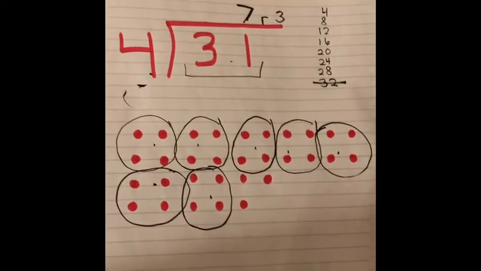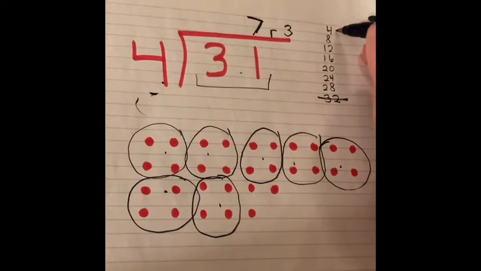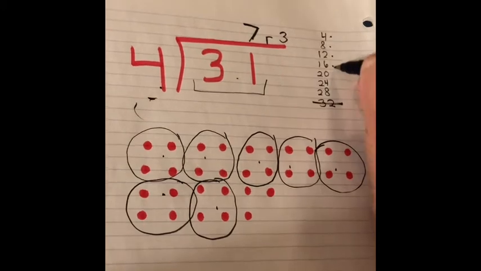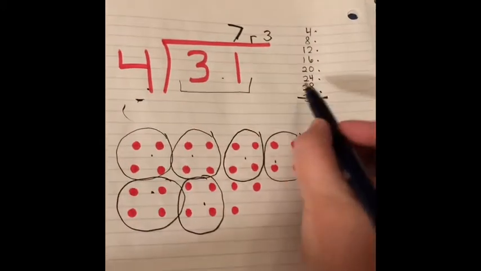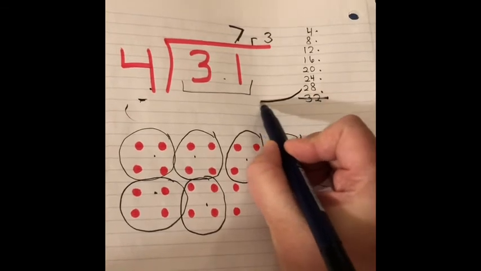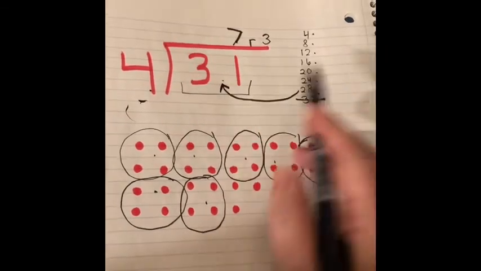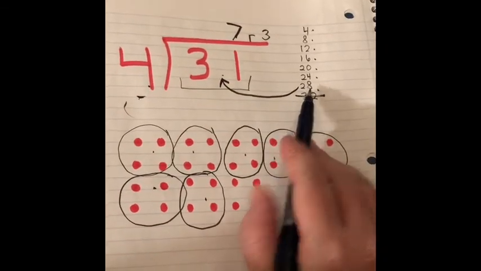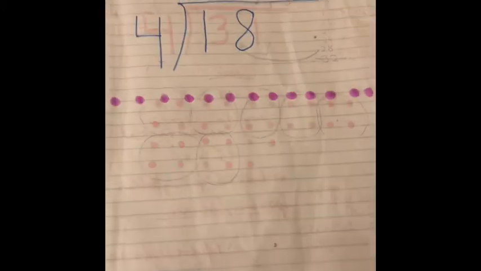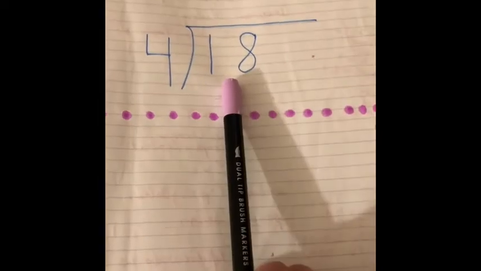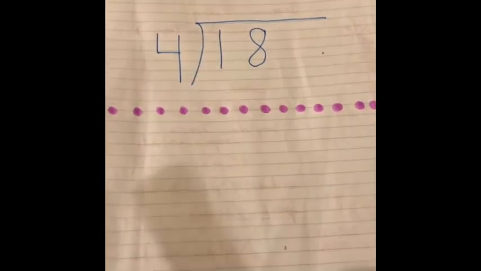How many times were we able to go? 1, 2, 3, 4, 5, 6, 7 times. But that only got us to 28. What's the difference between 31 and 28? 3. 7 remainder of 3. Let's try your next one of 18 divided into groups of 4.